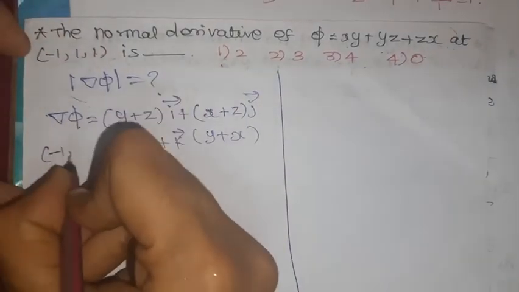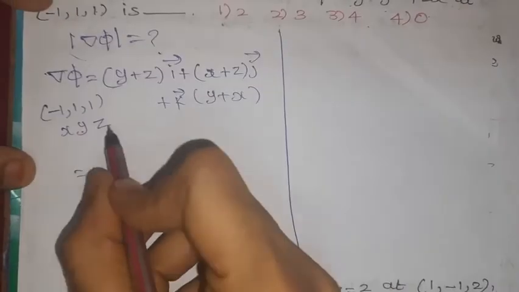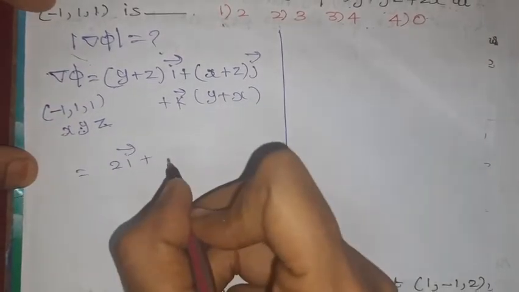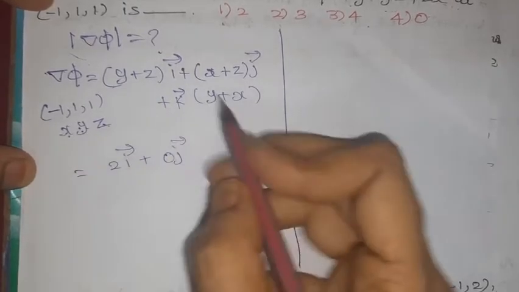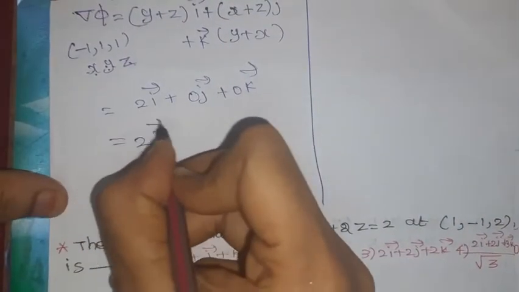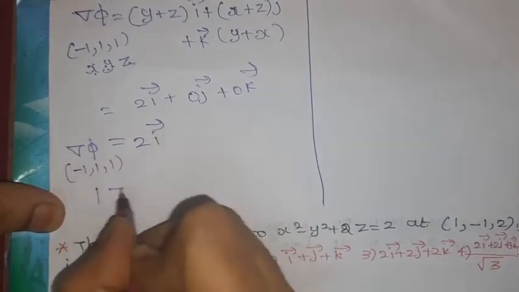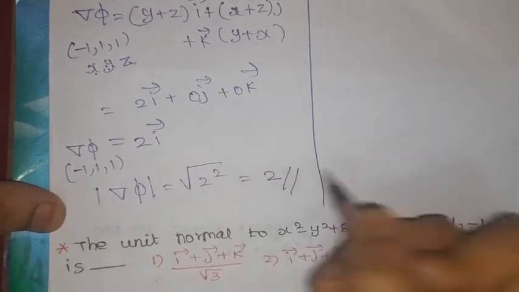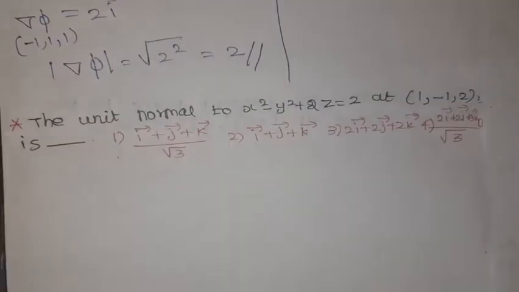So del phi at the given point minus 1 comma 1 comma 1, just substitute x, y, z values. So y plus z, what we will get? 2i. Then x plus z gets cancelled now, so 0j. Y plus x also 0k. So del phi at this point is 2i. We need to find out magnitude of del phi, square root of 2 squared, simply 2. Okay, 2 is the right answer. Then move on to the next one.